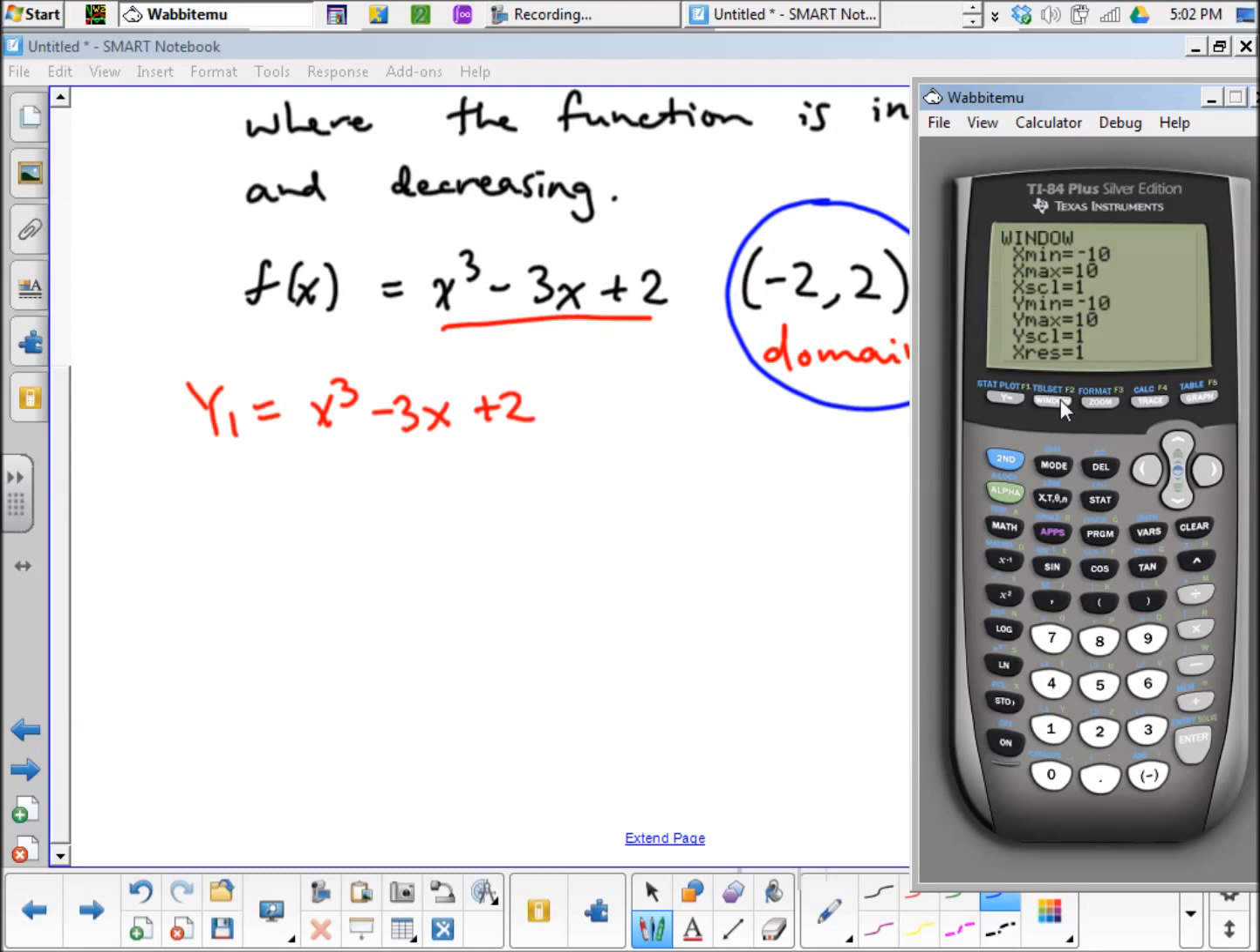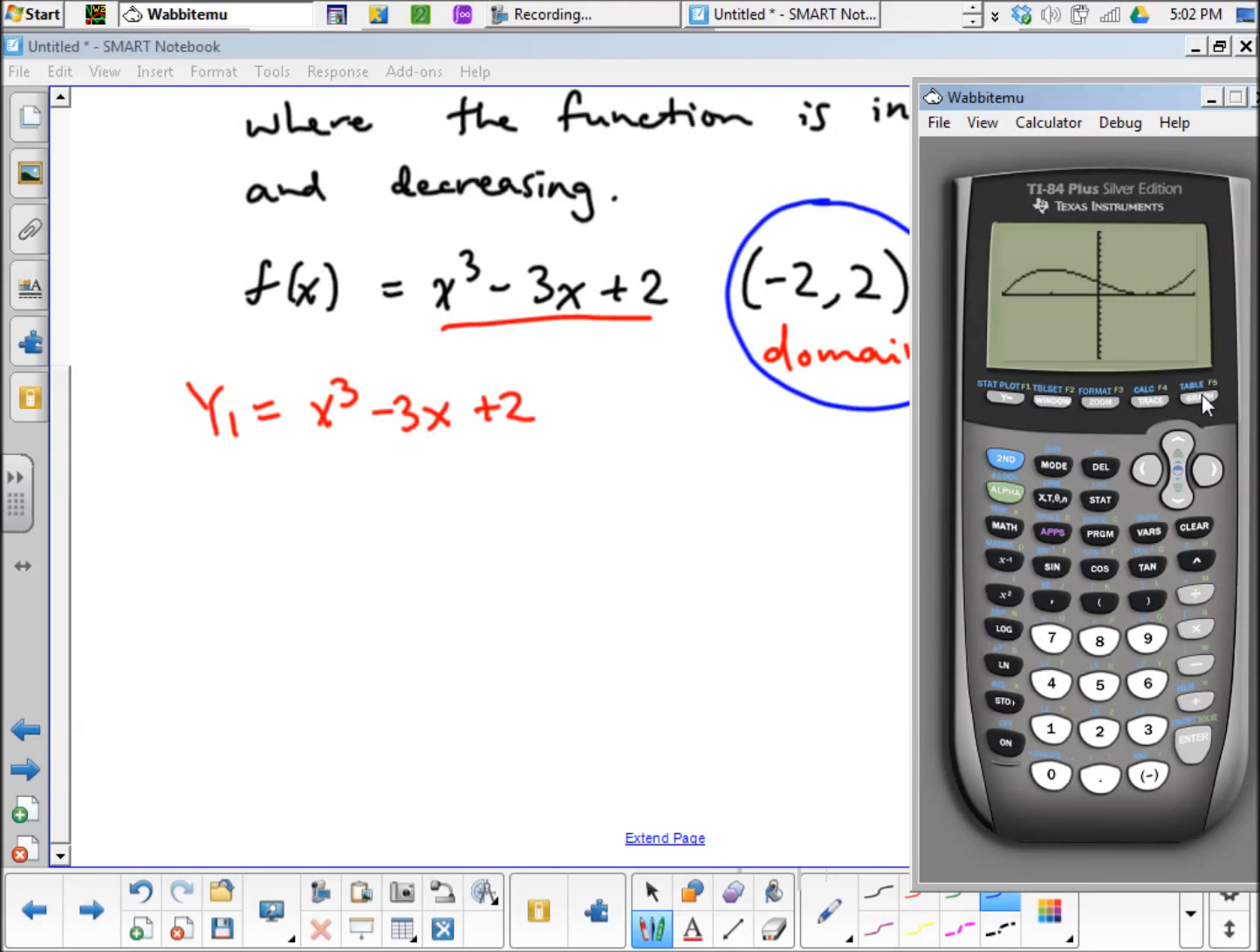These are your x min and your x max, the negative 2 and the 2. So I'm going to type negative 2 here and positive 2 here. Okay? And then I don't really care about the y stuff. I'm going to go ahead and press graph now. Okay, so what's going on is it's more of a zoomed in version of the graph.